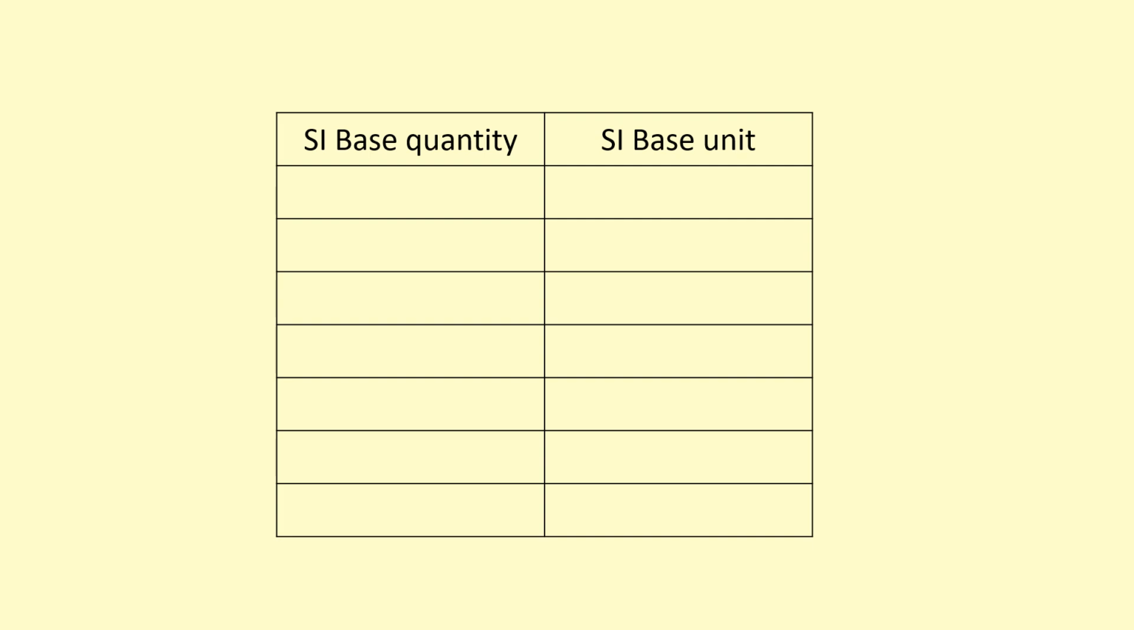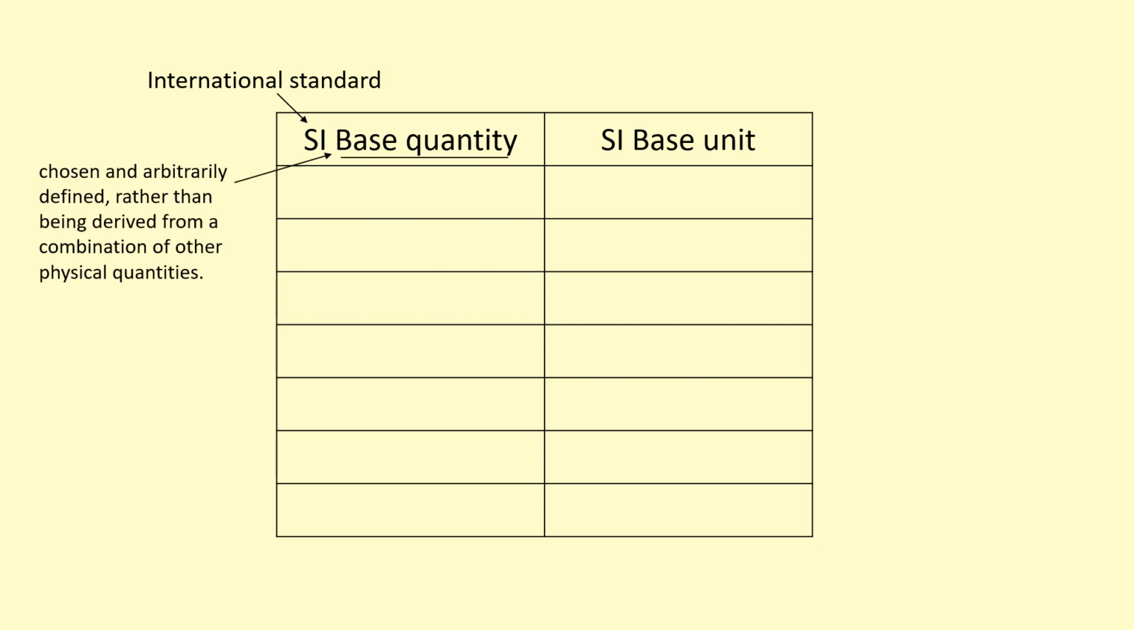We're going to look at SI base quantities and SI base units. SI basically stands for International Standard. That means that everyone around the world would agree on these being the base quantities and these being the base units. So base quantities are chosen and arbitrarily defined, and they're used as fundamental components to make up other quantities. So these quantities can't be broken down into smaller quantities.